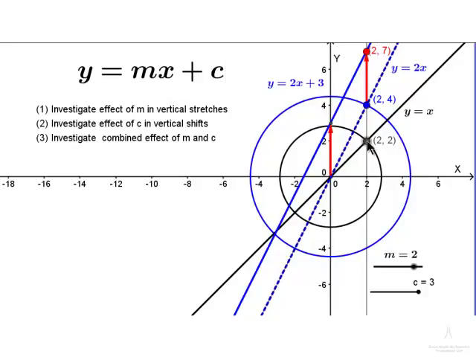So if we start off here, and we first stretch it by the factor 2, then of course the point (2, 2) transforms to the point (2, 4). Right, and the defining equation is y equals 2x. Thereafter, we shift it 3 units upwards. So that point (2, 4) transforms to the point (2, 7). Right, so that's important.